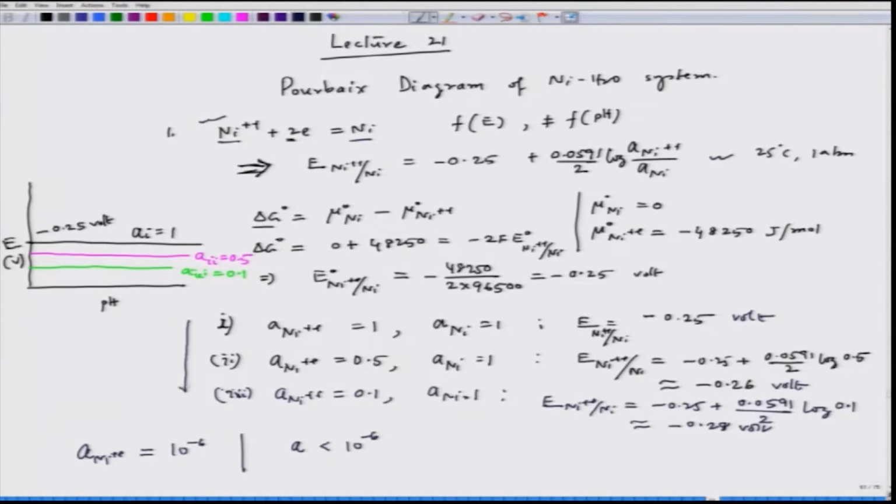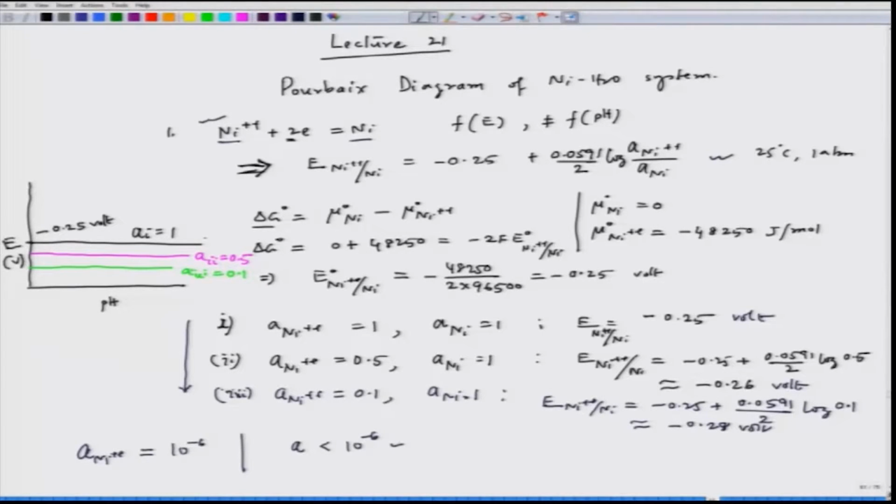This is one part. The second part is, as the activity of nickel ion concentration is decreasing, we see that these lines, these 1, 2, 3 lines, are dropping down. So, if we go to 10 to the power minus 6, it will go farther down. We can also calculate what that potential could be. That potential would definitely be E Ni plus plus Ni equal to 0.25 plus 0.0591 by 2 log of the activity of nickel ion, which is 10 to the power minus 6. We can find out some value, and it will be farther down.